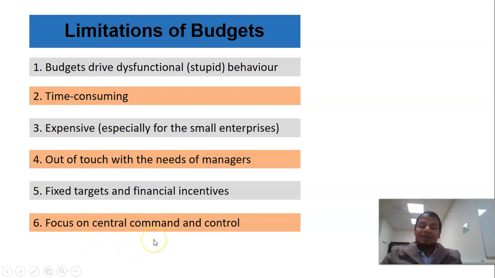And the focus of central command and control, particularly in the preparation of the budget. Mostly the budget is prepared by the top management, by the high officials. So it's a kind of thinking of the top management, where the budget is considered or used as a tool of control. A specific target is given, and then top management wants to control lower level management based on the budget.